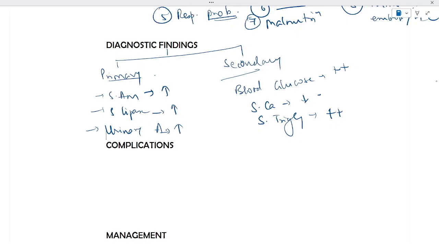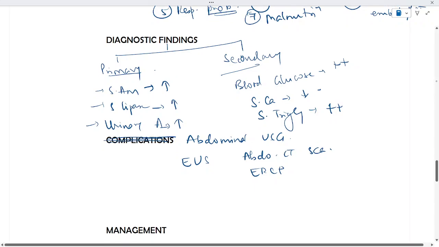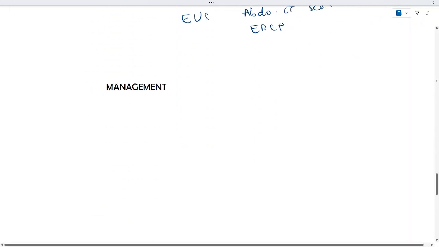Okay, so next. I think the complications we have already done. It also involves diagnostic findings such as abdominal USG, EUS, abdomen CT scan, and ERCP, that is endoscopic retrograde cholangiopancreatography. And the last part for this section is management.